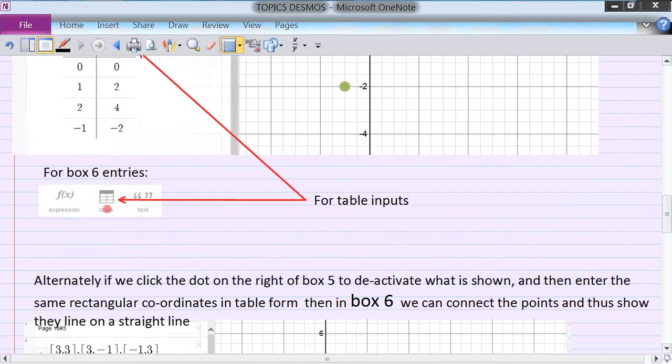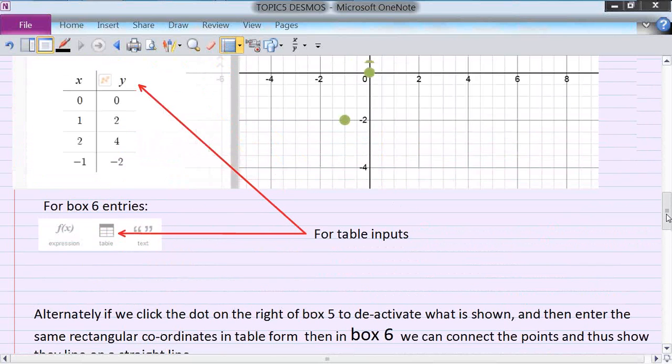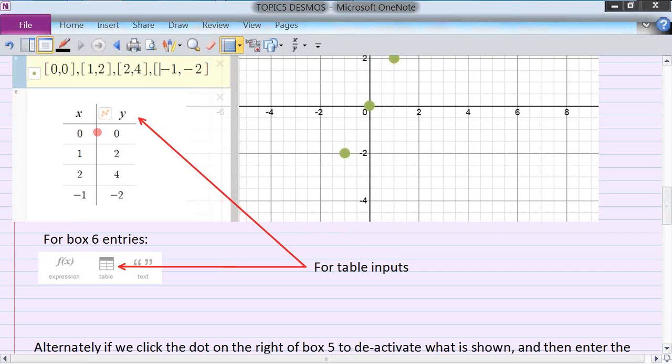We can put a table value in. And here you see are the table values that we put in, the same values that we put in over here. We put them in as a table value in box 6. We click off this box so it doesn't appear. We don't want the values here. We want to show the values of here.